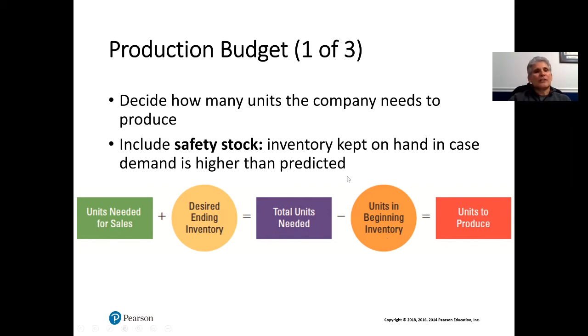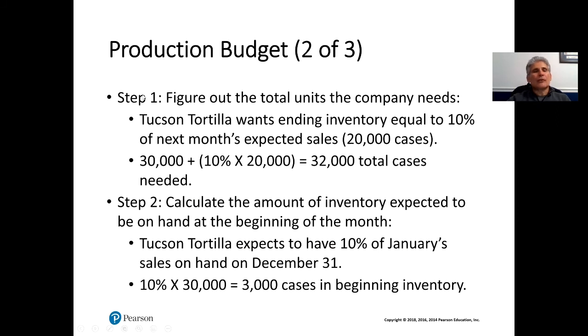So let's roll through this again. Units needed for sales plus the desired ending inventory equals the total units needed. This is what we're going to need to sell and have in ending inventory at the end of the period. We're going to subtract from that what we're projecting to have already in beginning inventory, and that's going to give us the number of units we need to produce. The first thing we need to do is figure out the total units the company needs.